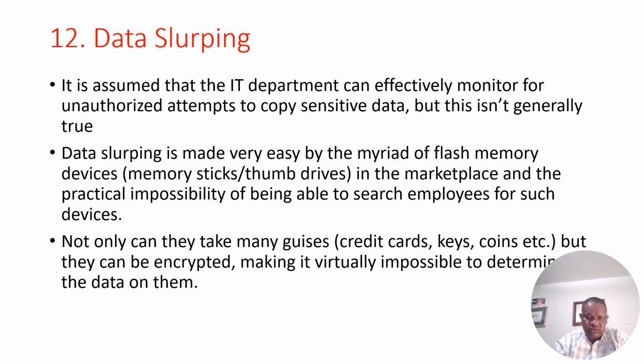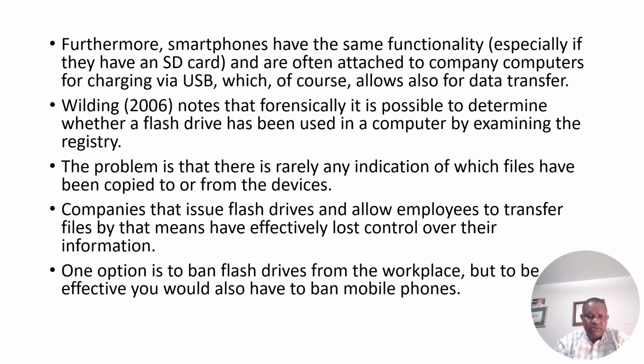So data slurping, you also know about that. Data slurping is when somebody uses a flash disk to put into a computer, copy information immediately, and get out of the room. And then furthermore, mobile phones, smartphones have the same functionality, especially if they have an SD card and are often attached to computers for charging via USB, which of course allows also for data transfer. This one is something already in your domain. And then the problem is that there is rarely any indication of which files have been copied to or from the device. We already spoke about that.